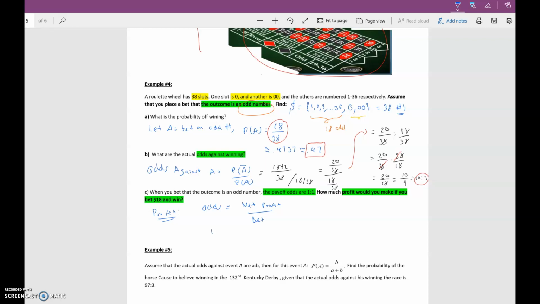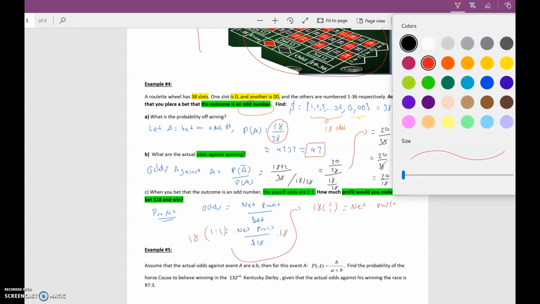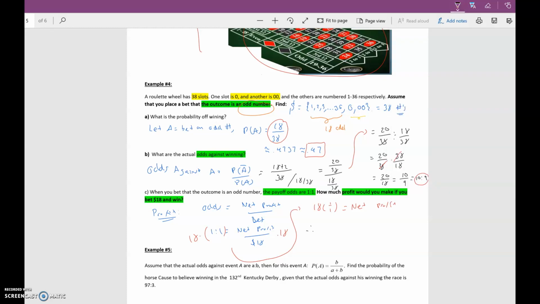In this case, this is a 1-to-1, and we want to know the net profit. They're betting $18. So technically, if you multiply times 18, you're going to end up with 18 times 1 over 1 is equal to the net profit. So in this case, this game, if it's 1-to-1, has a net profit of a total of $18.